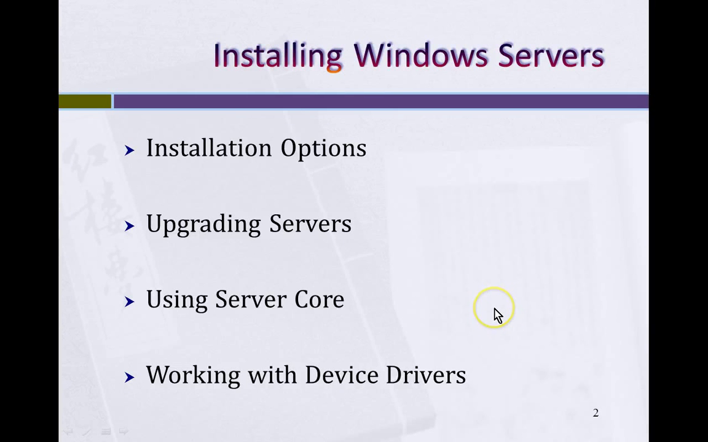This is IST254 Chapter 2. We're going to talk about doing an installation of Windows servers. We're going to go over installation options, upgrading servers, using server core, and working with device drivers.